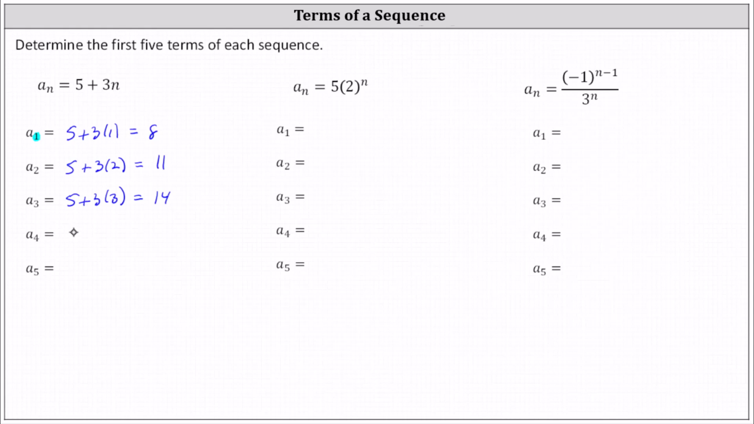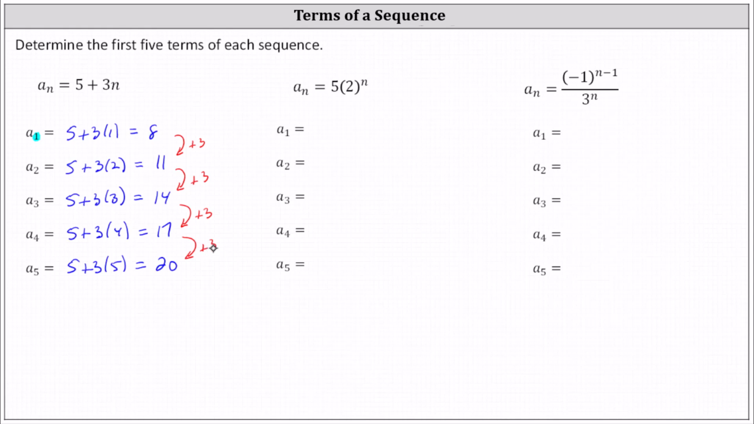A sub 4 is equal to 5 plus 3 times 4, which is 5 plus 12 or 17. A sub 5 is equal to 5 plus 3 times 5, which is 5 plus 15 or 20. Again, we do have a pattern of addition, and this is an arithmetic sequence.